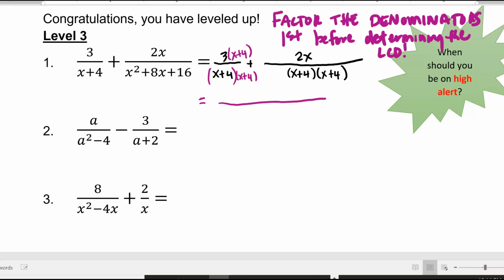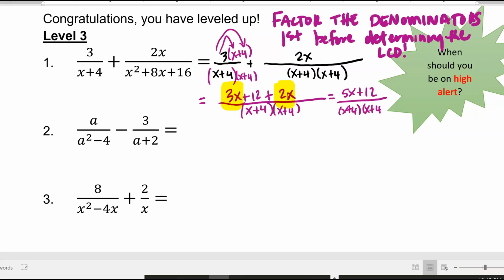So rewrite x plus 4 times x plus 4 in the denominator. Then we're going to distribute to the left here. So that's 3x plus 12 plus a 2x. And when we add like terms here, we're going to get a 5x plus 12 over x plus 4 times another x plus 4. Now you can see here that 5x plus 12 is not factorable, so it is simplified.